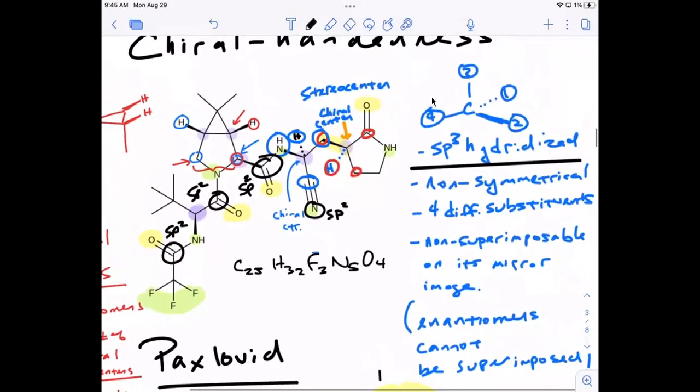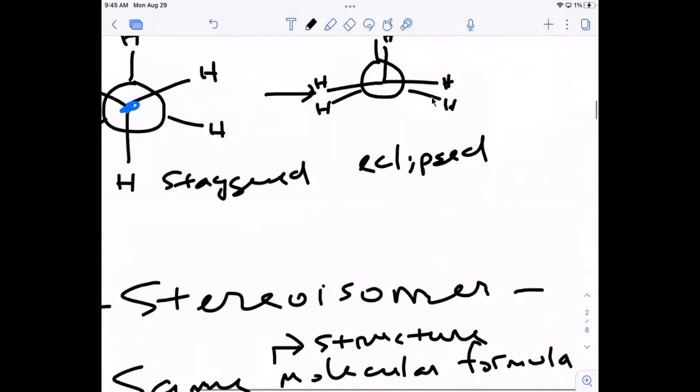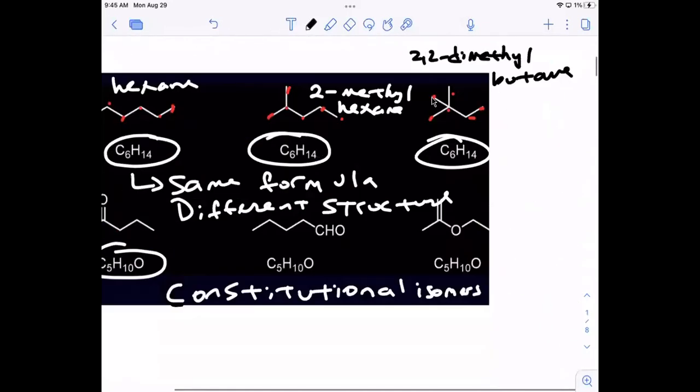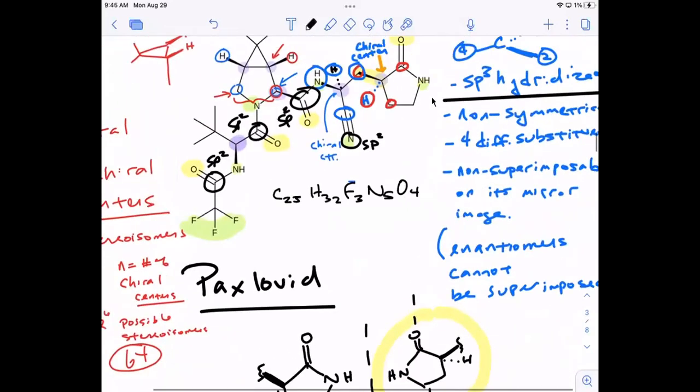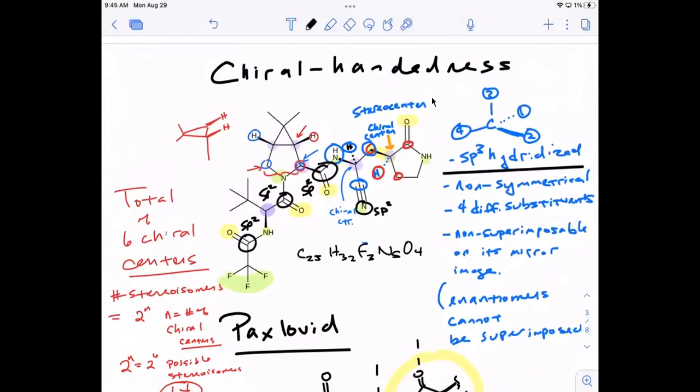If I drew the mirror image of Paxlovid, did I have it twice? I did not. If I drew the mirror image of Paxlovid, what would happen to all the chiral centers that are present? Anybody? Can you ask the question again? If I drew the mirror image of Paxlovid, what would happen to all the chiral centers that are present? Would they flip? They would all flip.